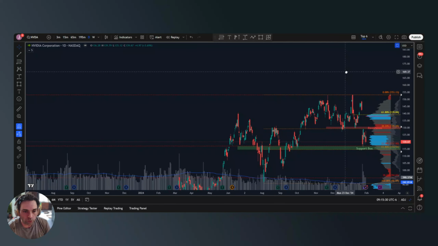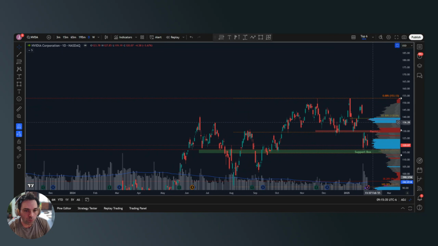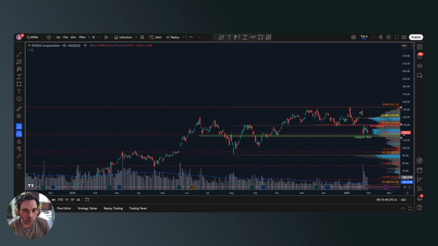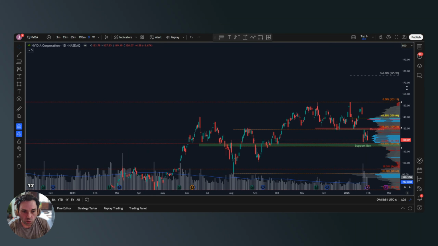Above 139, like most of these other stocks we've discussed, especially with that high volume node and the point of control here, any move back over 139 really does open range up on NVIDIA higher. Assuming this is the low, we can establish an extension here. And it gives us 175.92 as the next target if we do break up over 139.